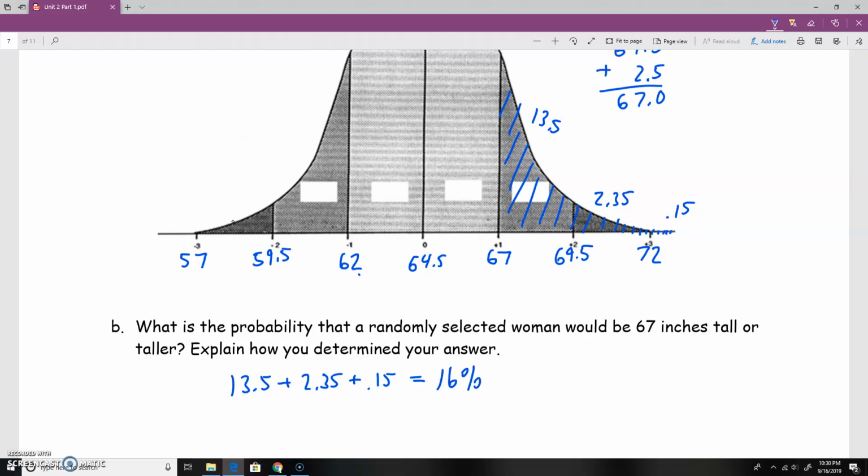So I can say 16% of the women would be 67 inches or taller. Okay?